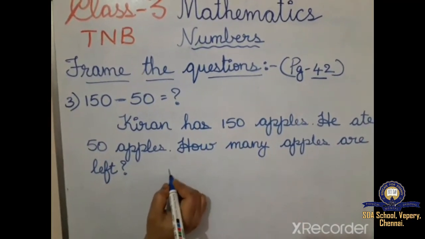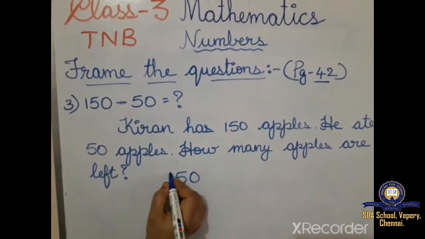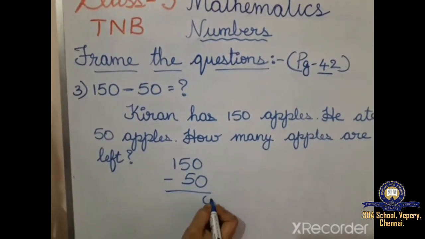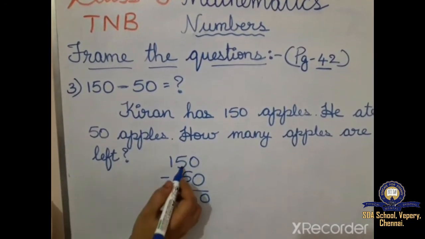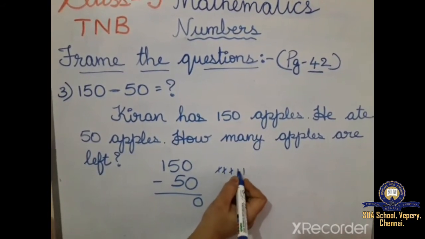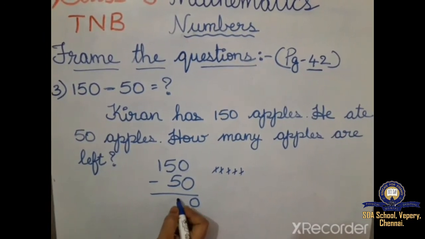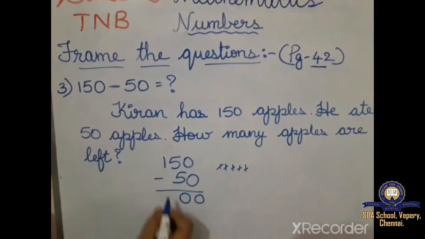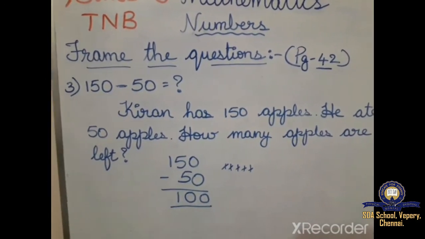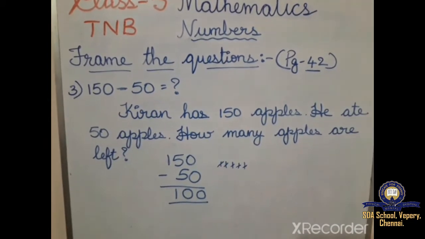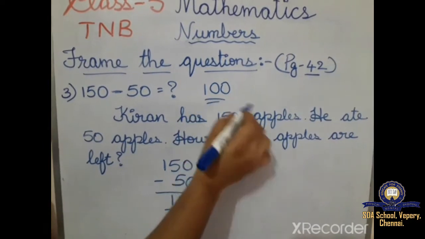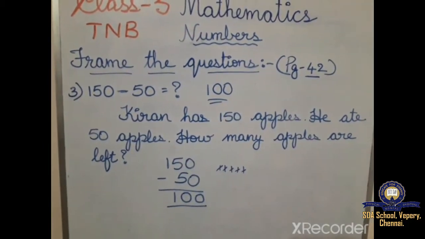Okay, so let's do 150 minus 50. 0 minus 0, 0. 5 minus 5, 0. 1 minus 0, 1. So how many apples are left now? 100 apples are left. So the answer is 100. Okay. Is it interesting, children?